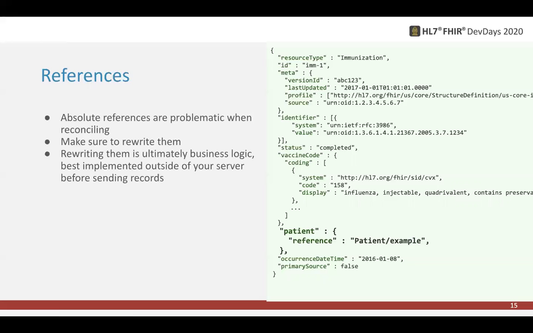We found this to be best implemented outside of your core server logic, because how exactly you rewrite those references can be a little different depending on whether you're getting a bundle or a single record, or you're doing things out of band. It asks more of the clients for sure, but it ultimately delivers a cleaner solution. But above all, making sure that those references resolve is, of course, incredibly important when reconciling records.